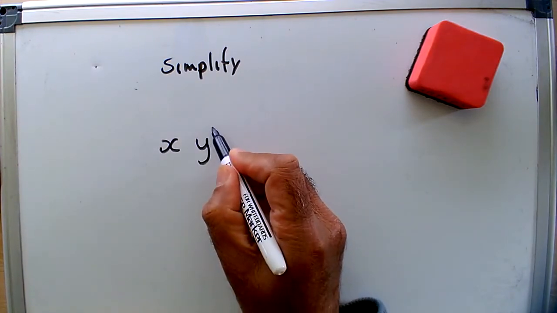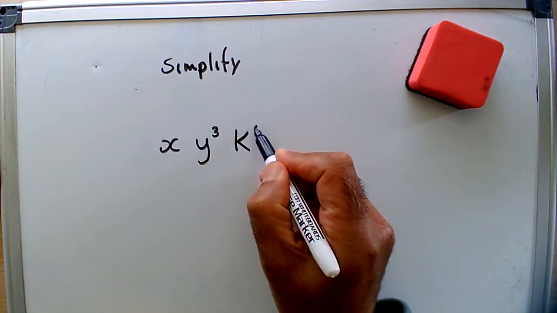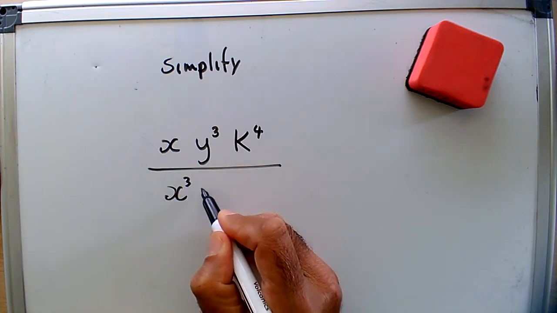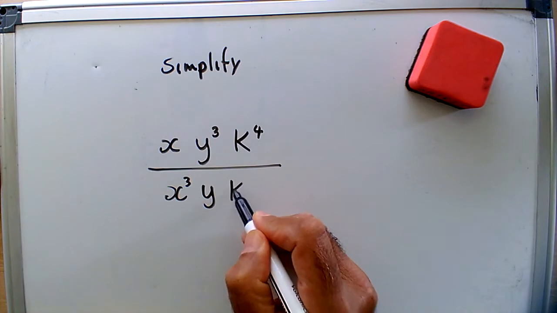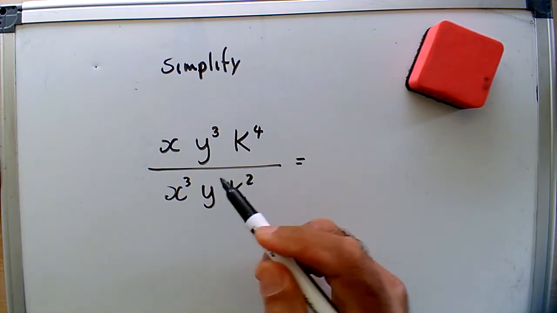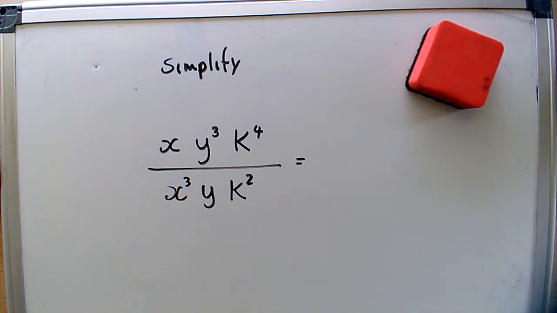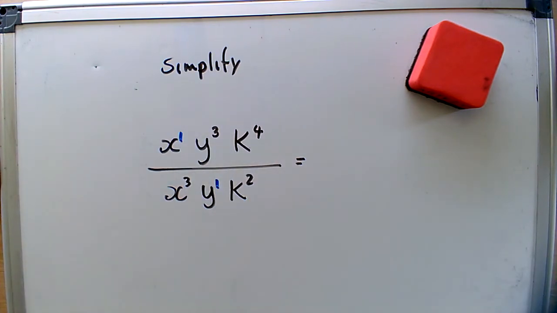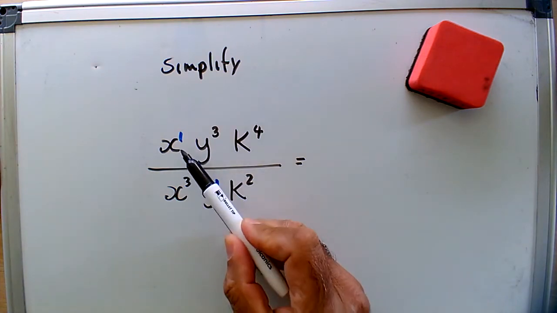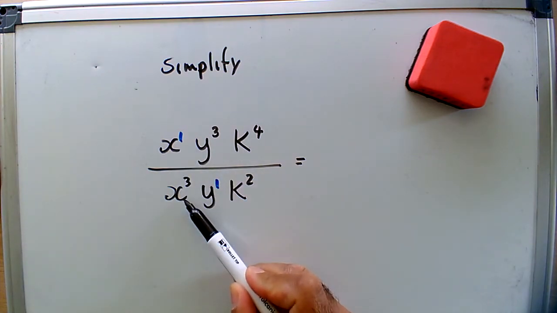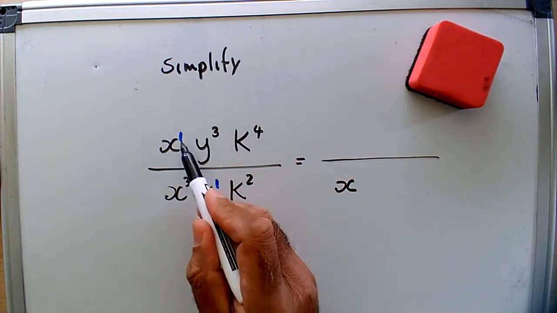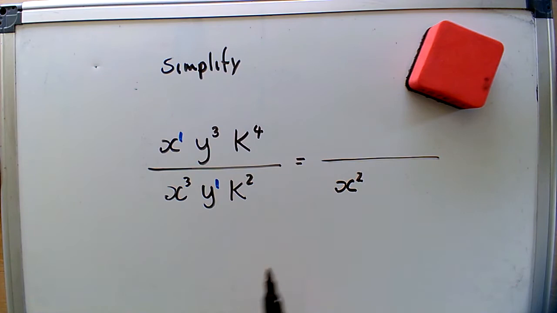x y cubed k to the power of 4 over x cubed y k squared. Well, before you start, that x means x to the power of 1, that y means y to the power of 1. Okay, let's start off with the x's. So the x is going to be on top or bottom? Well, there's more of them on the bottom. So the x's are going to be on the bottom. I'll take 1 from 3, which will give me 2.